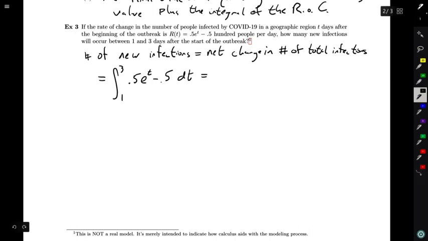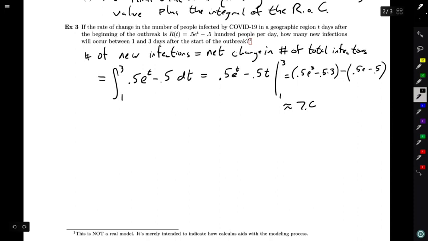I know that the integral of e to the t is e to the t, so I get 0.5 e to the t as the integral of the first term. For the integral of the second term, well, the integral of 0.5 is 0.5t. So I have this function, and I want to evaluate it from 1 to 3. If I plug in 3, I get 0.5 e cubed minus 0.5 times 3. And then I want to subtract away the function evaluated at 1, so 0.5 e minus 0.5. You do a little bit of work, plug this into your calculator, and you get around 7.68.